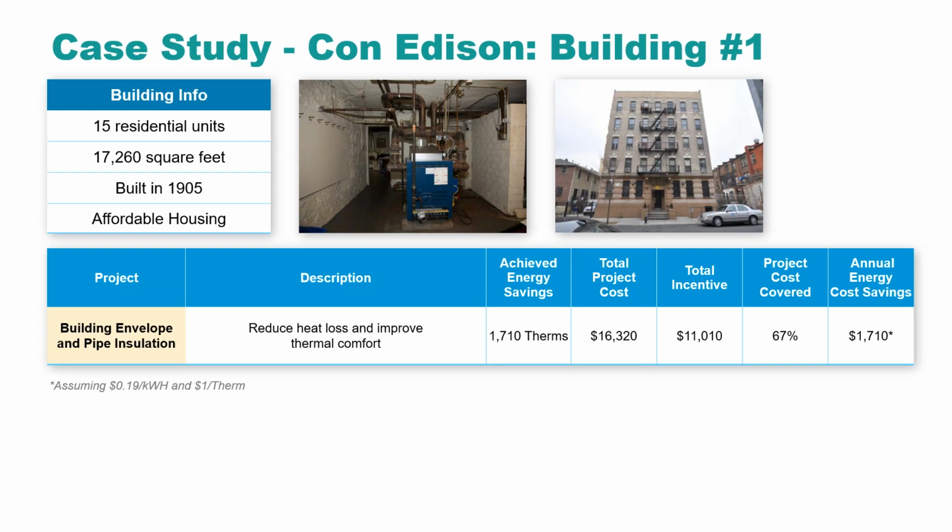For this particular project, the project cost was just over $16,000, and incentives from utilities covered 67% of the project cost. This fairly simple project created over $1,700 in annual savings to the building owner, and with the incentive, the simple payback for this project was just a little over 3 years. Next slide, please.